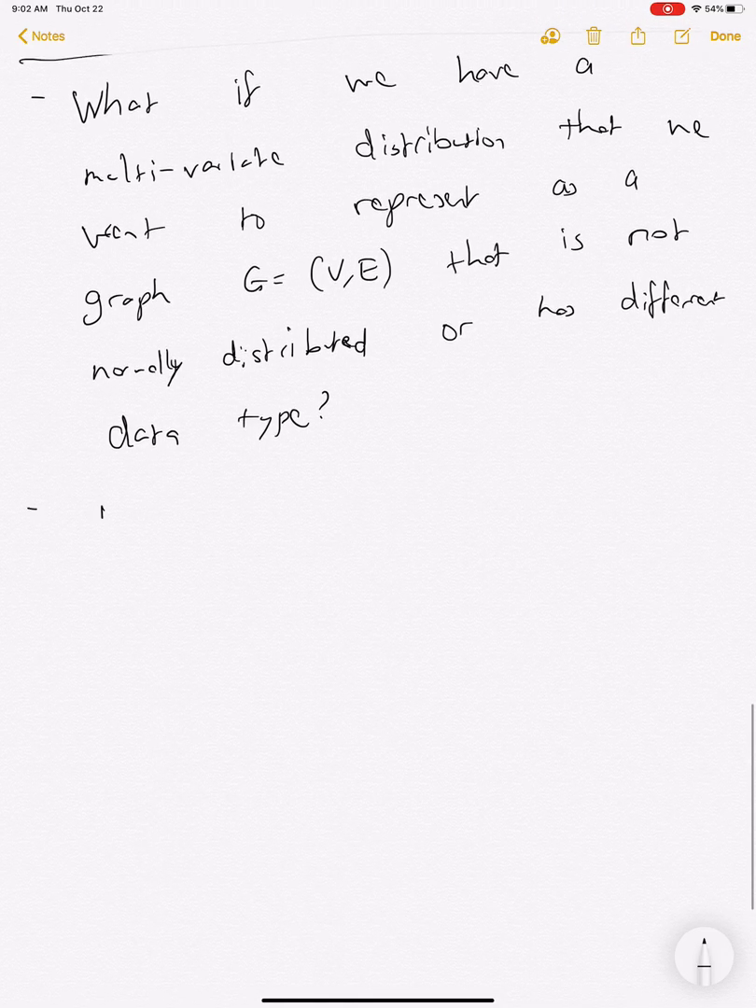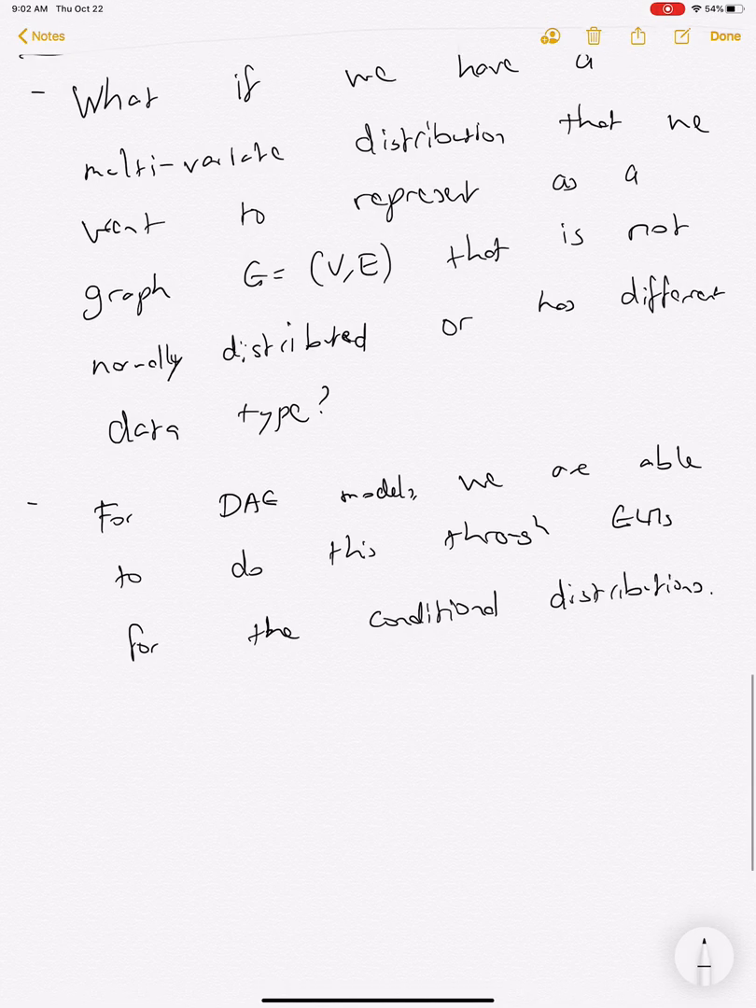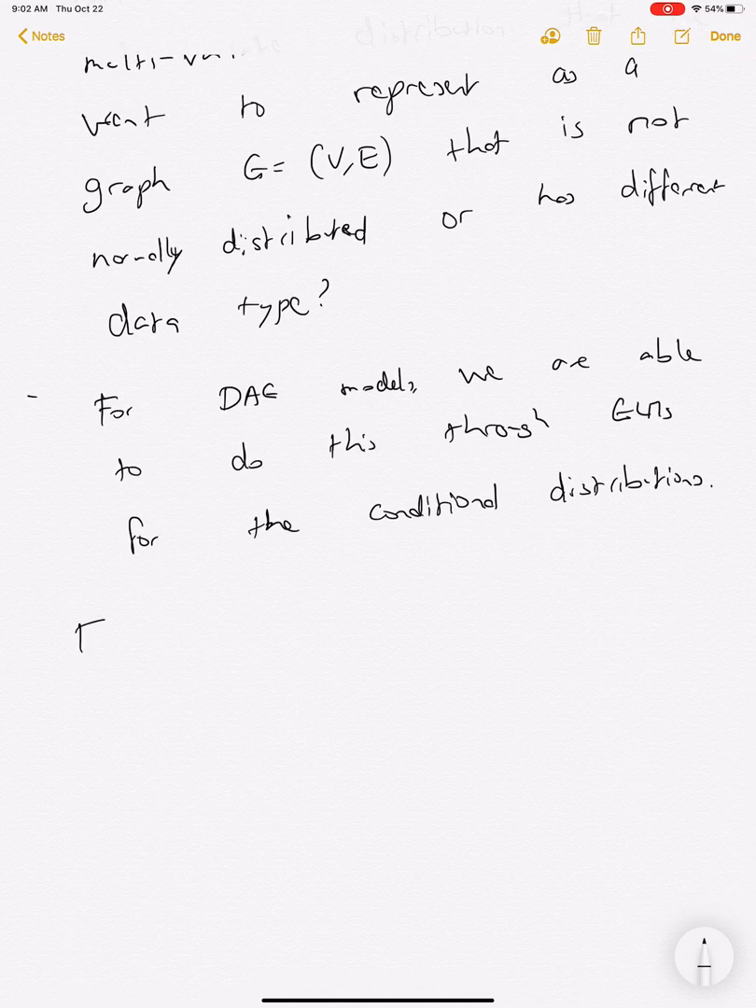And then for DAG models, we are able to do this through GLMs for the conditional distributions. We showed how to do this a couple of lectures ago. So remember that this is for DAGs. What I'm talking about right now is for DAGs, not for undirected graphs.